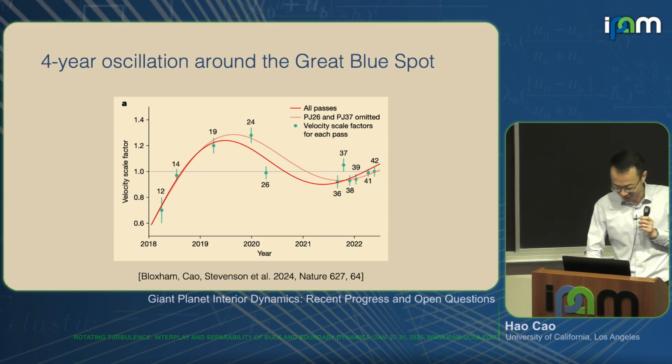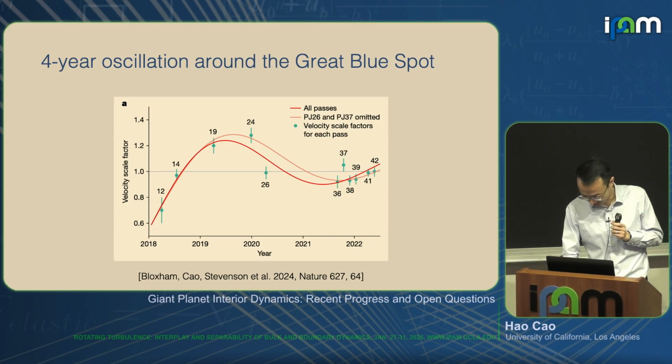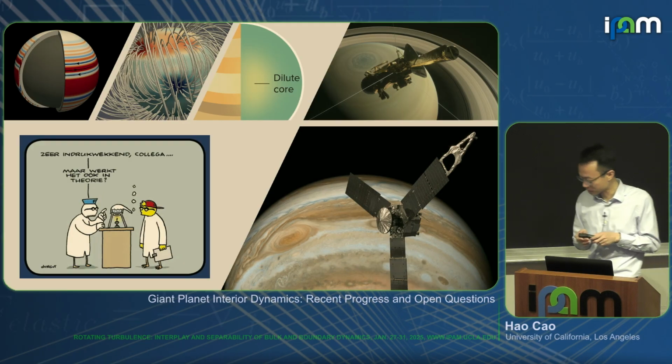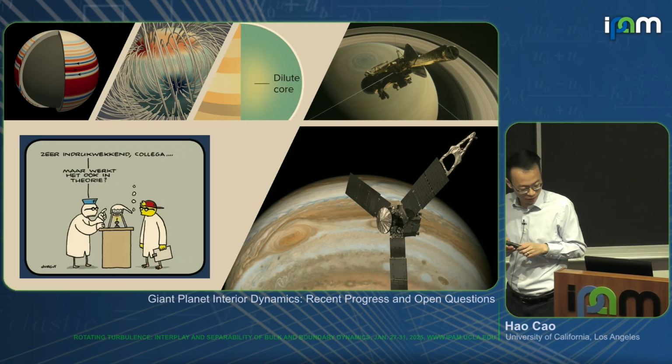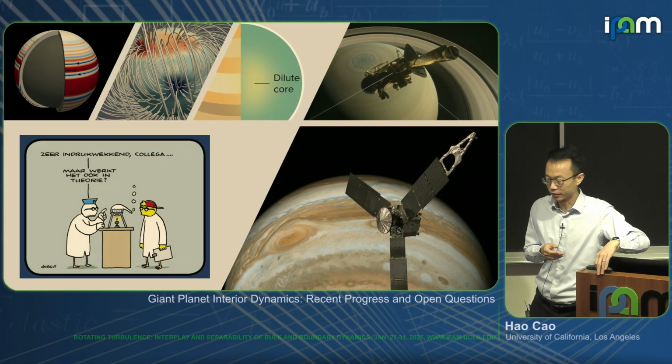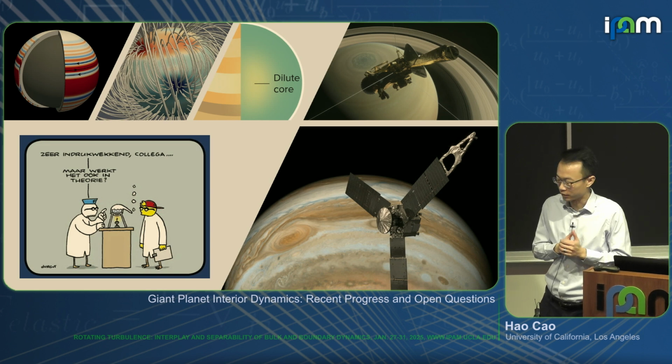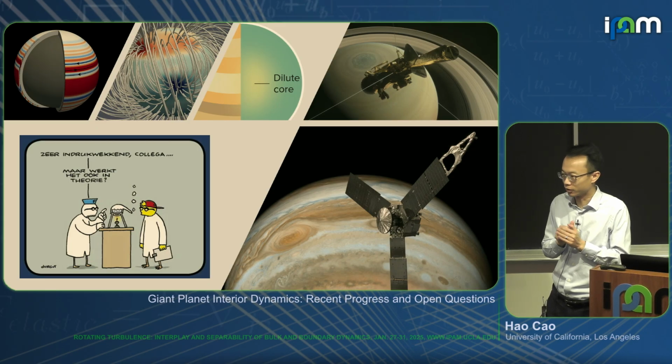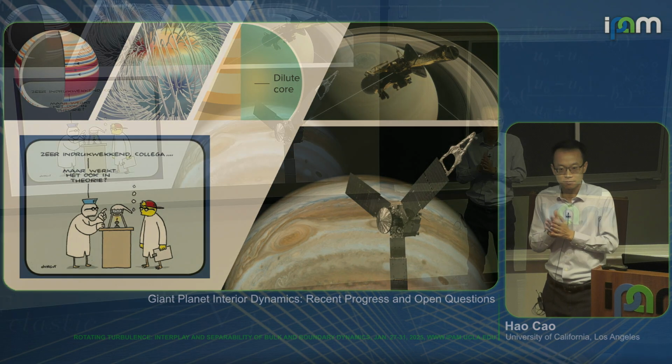I think I'm on time. I don't think I have time to talk about Saturn, so I'm going to stop here and just summarize with this figure. I think we have collected amazing observations in the case of both Jupiter and Saturn, gravity and magnetic field, but dynamically we don't really understand how this system works. Okay, thank you.